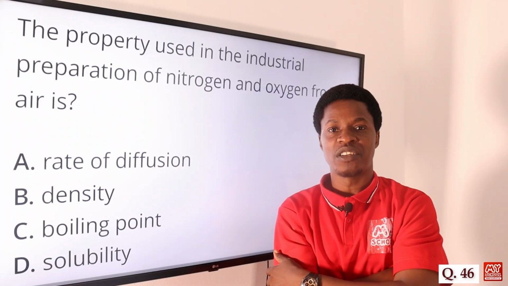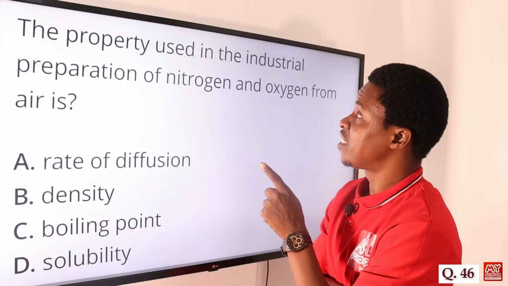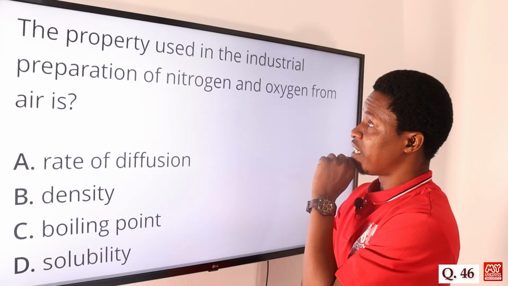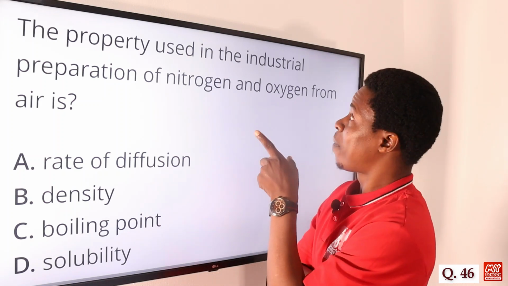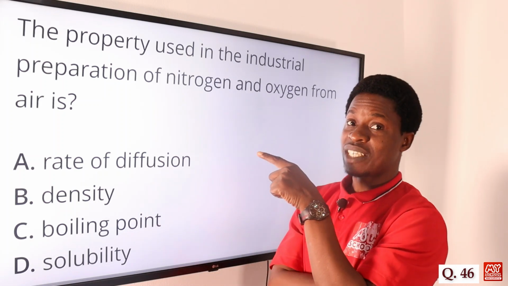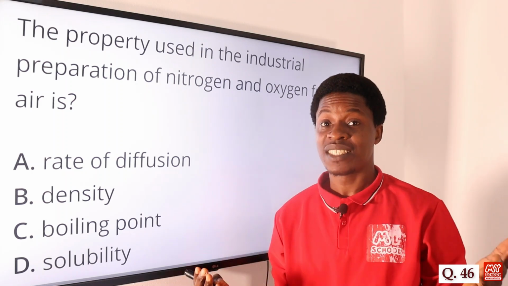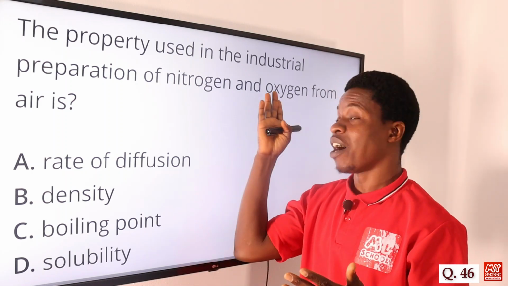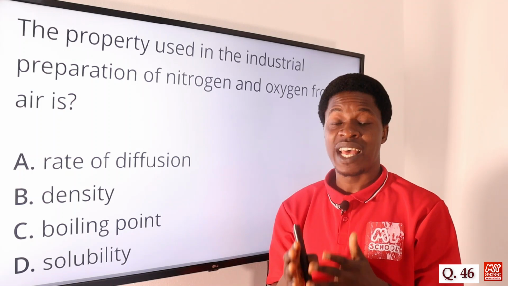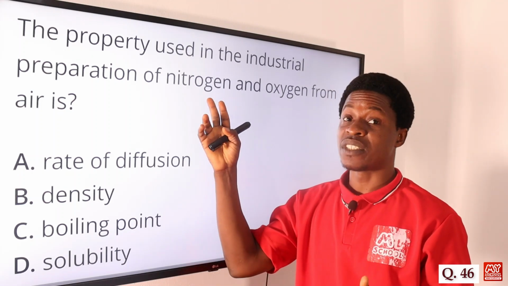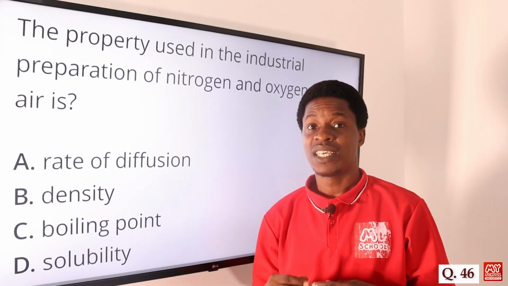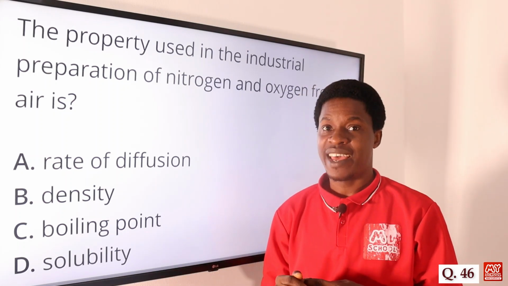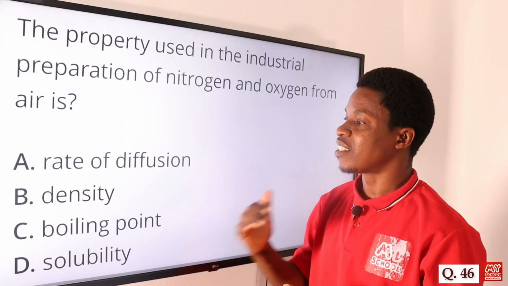Now let's move on to question number 46. The property used in the industrial preparation of nitrogen and oxygen from air is what? Property used in the industrial preparation. That means we want to separate them. Don't forget that both nitrogen and oxygen are found in air, and air is a mixture of gases. We have about 78% of nitrogen, and about 21% of oxygen in the mixture of air. So how do we separate them?